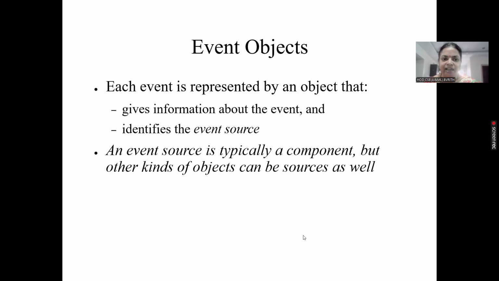Whenever an event is raised, we need to know the source of that particular event. That is, if an event is raised on a button, the source will be our button. Whenever the event is raised on a particular text box, the source will be our text box. So those are the different types of sources of events.